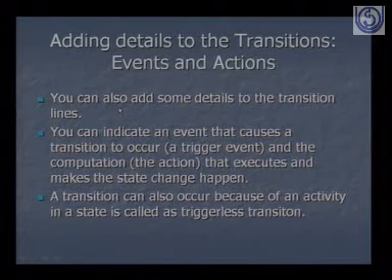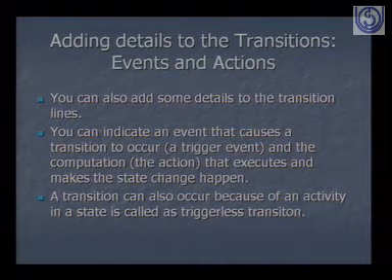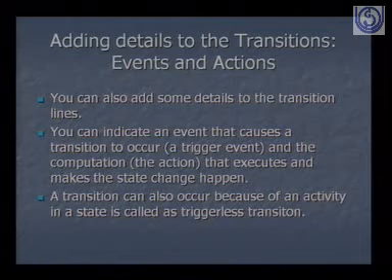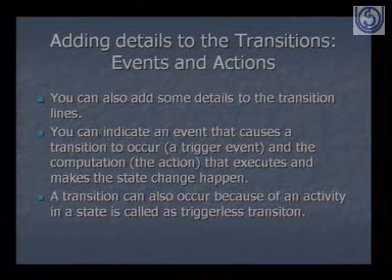So adding details to the transitions, events and actions. Whenever we are talking about the solid line with the arrowhead, that is nothing but a transition taking place from one state to the other state. In that particular transition also we can give some sort of comments, we can provide some sort of details. So you can also add some details to the transition lines. Upon the solid lines with the arrowheads, I can put some sort of message. That particular message indicates an event that causes a transition to occur. That is called a trigger event.